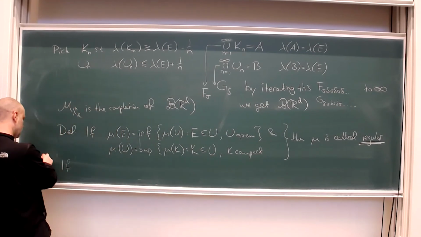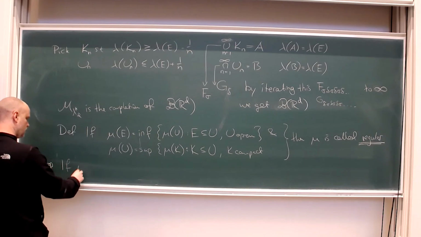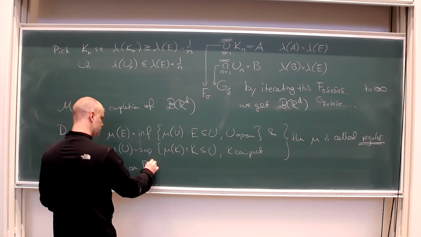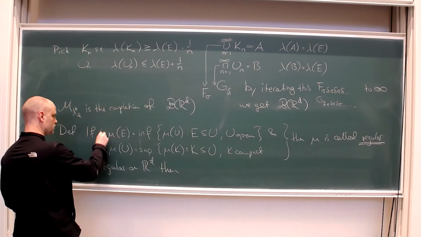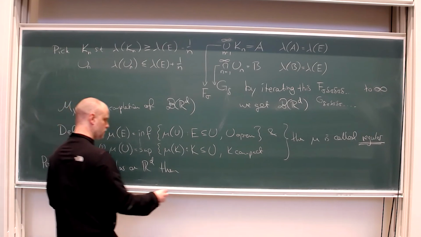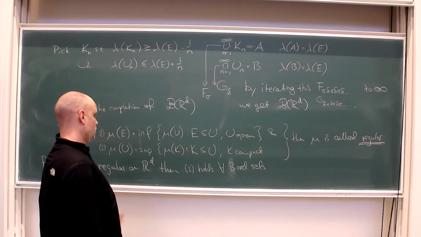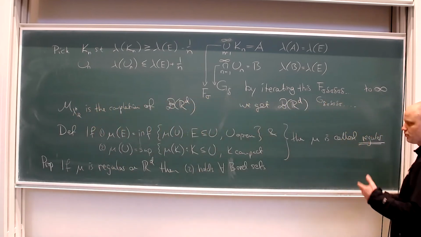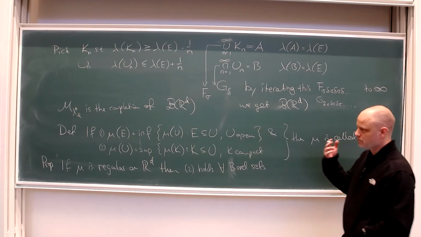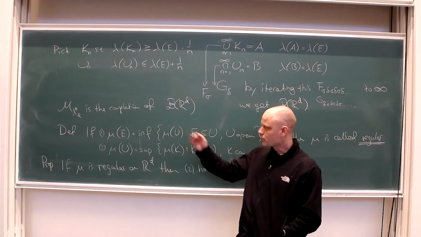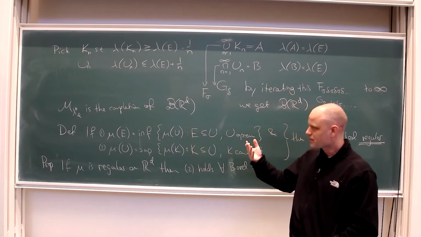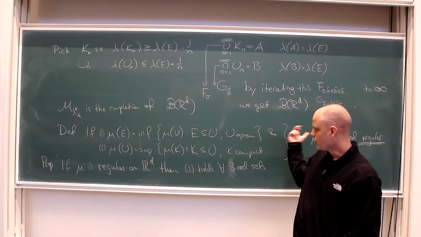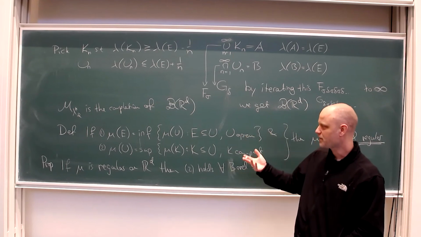And then there's a proposition. If mu is regular on R^D, then this is 1, this is 2. We have to be maybe a bit careful about sigma algebras here. If mu works on the Borel sigma algebra, which is understood here, then it's called regular if it satisfies this. Well, it can be any sigma algebra.